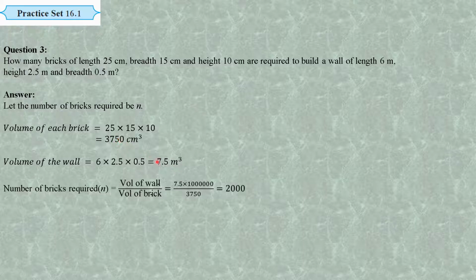So if you see, there is a difference in units. This is centimeter cube and this is meter cube. So what we'll do is convert the volume of the wall into centimeters, and as we know, 1 meter is equal to 100 centimeters. So 1 meter cube will be equal to 100 cube centimeter cube. So this is 7.5 into 100 cube centimeter cube divided by 3750. After dividing this, we get 2000. So finally, we can say that 2000 bricks would be required to build the wall of this dimension.